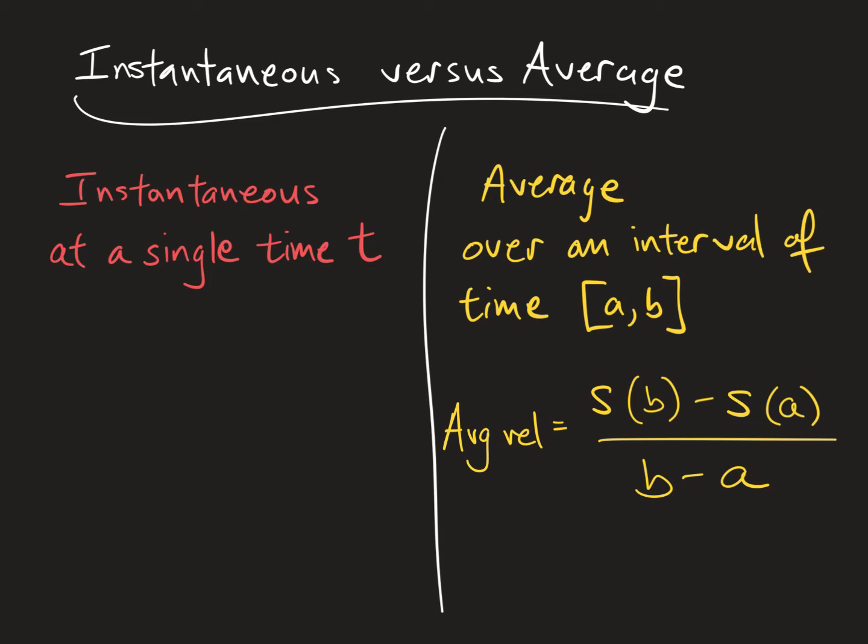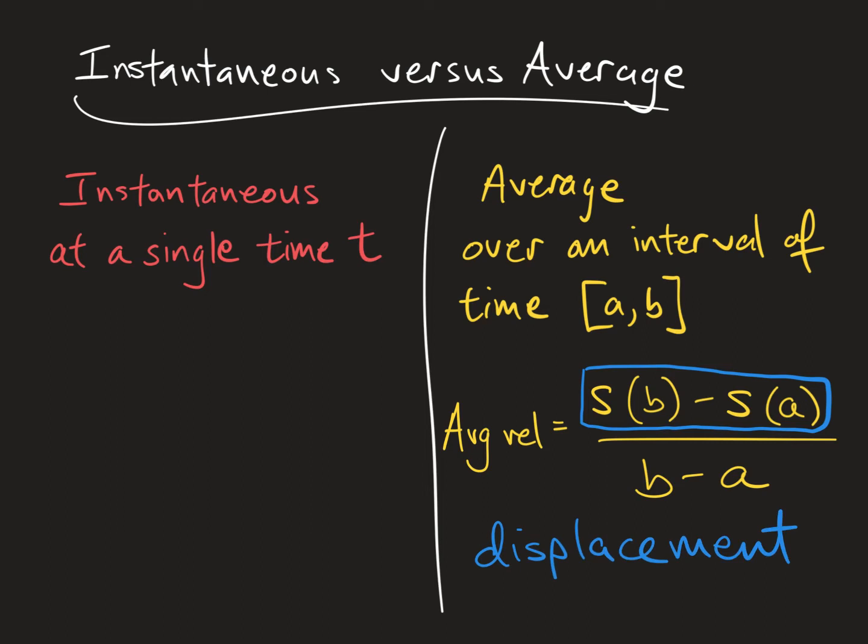And one last thing before I move on to the next slide here is I want to point out that since the entire numerator here is about positioning, what we end up interpreting this as is the ending position minus the beginning position. And the word we use to represent this is displacement. How far are you from your beginning position?